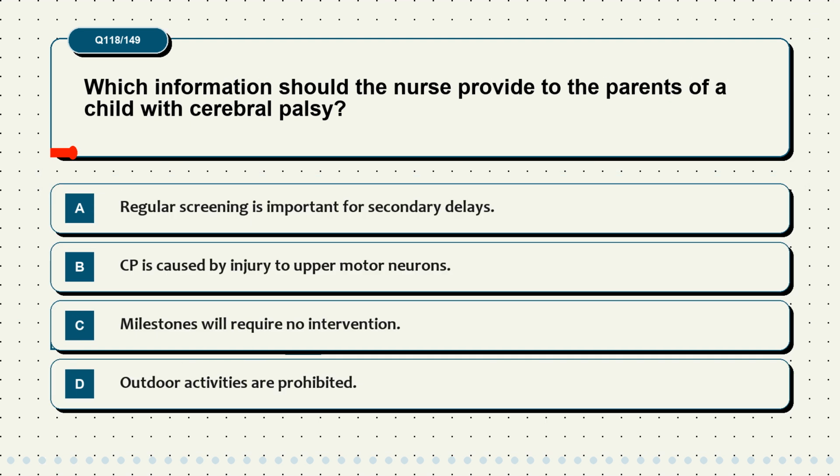Question 118. Which information should the nurse provide to the parents of a child with cerebral palsy? Here are the options. Option A. Regular screening is important for secondary delays. Option B. CP is caused by injury to upper motor neurons. Option C. Milestones will require no intervention. Option D. Outdoor activities are prohibited.